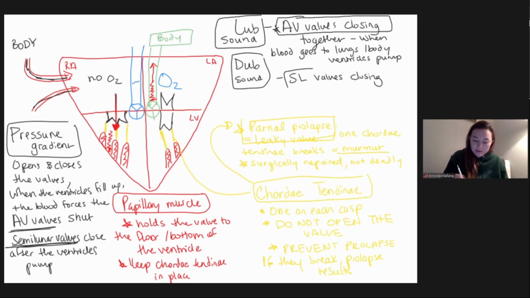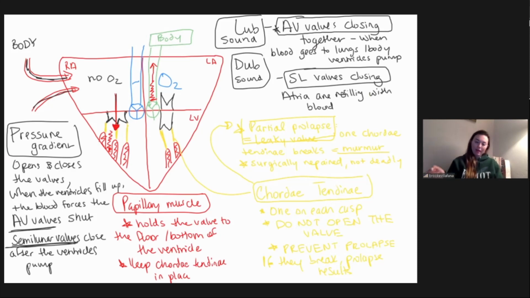Okay, and this is when the atria are refilling with blood. Okay, lub sounds AV valve closing, dub sounds semilunar valve closing. So that's just pretty simple, but that will be a test question for sure. You'll have a test question on that.